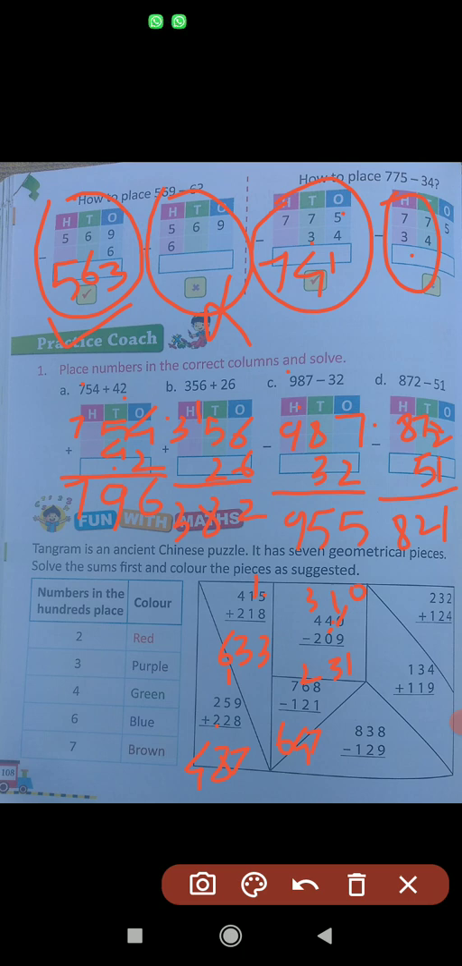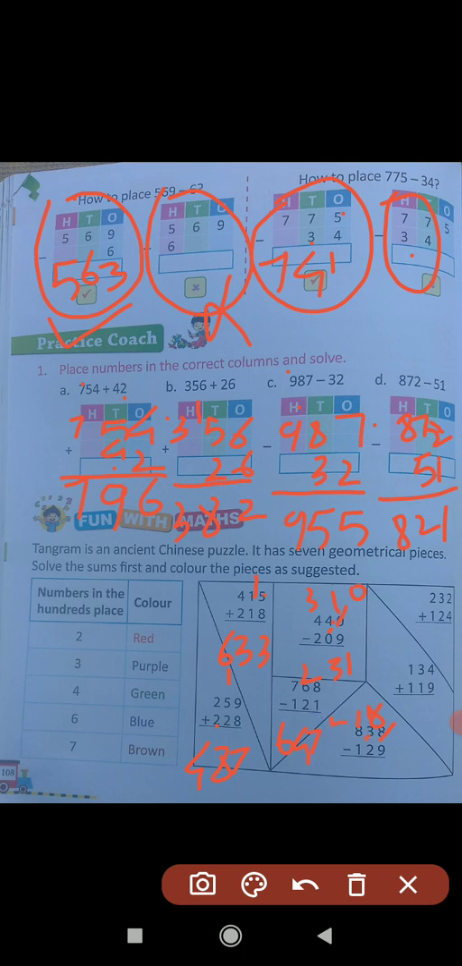Okay, next, 838 minus 129. Can we subtract 9 from 8? No, because 9 is bigger than 8 and 8 is smaller than 9. We have to borrow one from the tens place number, and see, 3 is at the tens place. When we borrow one from 3, this 8 converts into 18, and this 3 converts into 2.